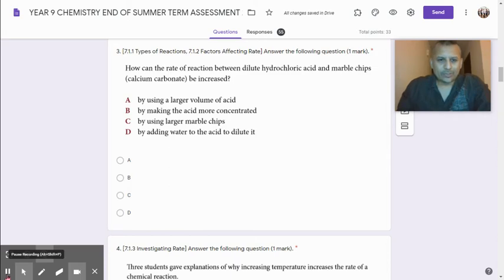For the next question, it was a rate of reaction, and the one choice that allows the rate of reaction to be increased is by making the acid more concentrated. So the correct answer is B.